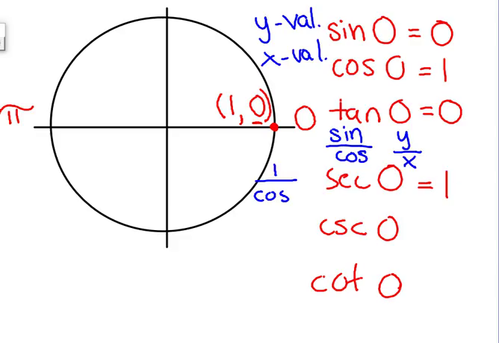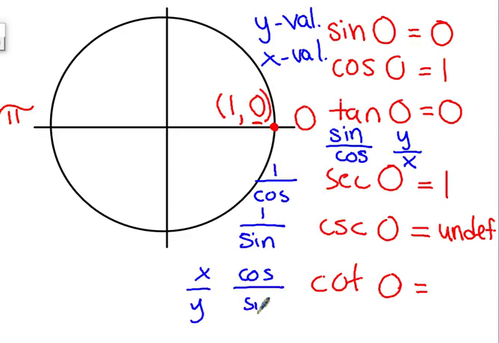Cosecant is going to be the reciprocal of sine. When I take the reciprocal of sine, that gives me 1 over 0, because sine of 0 is 0, and 1 over 0 is undefined. And lastly, cotangent is the reciprocal of tangent, or in other words, x over y, or cosine over sine. So when I say cosine over sine, I get 1 over 0, so that again is undefined.